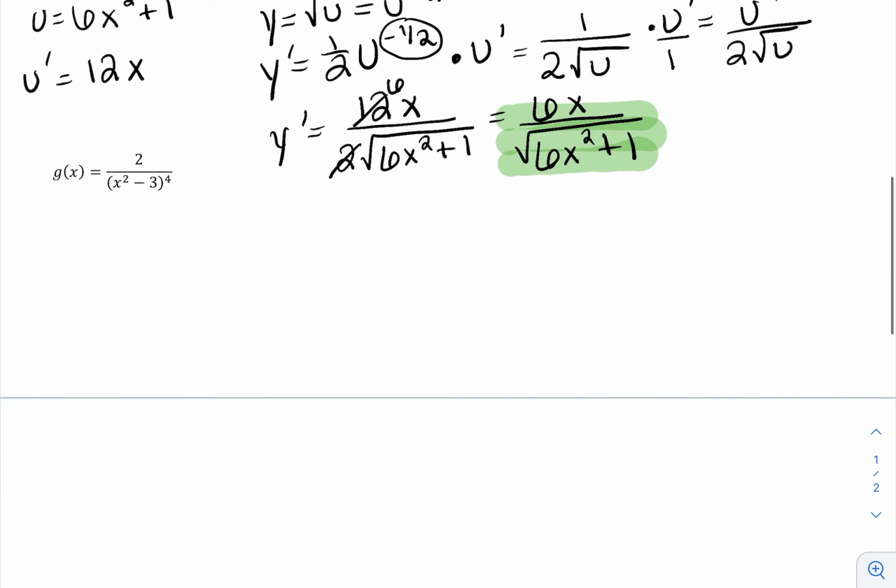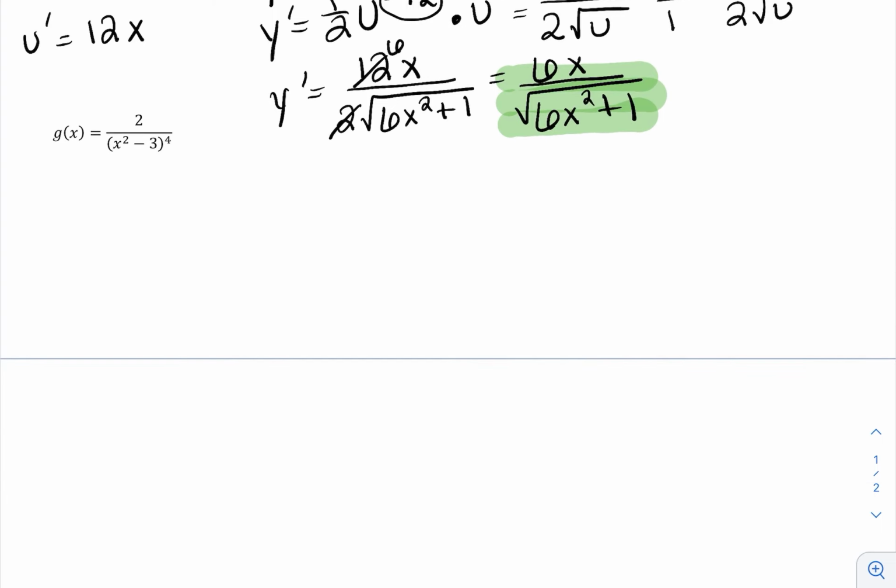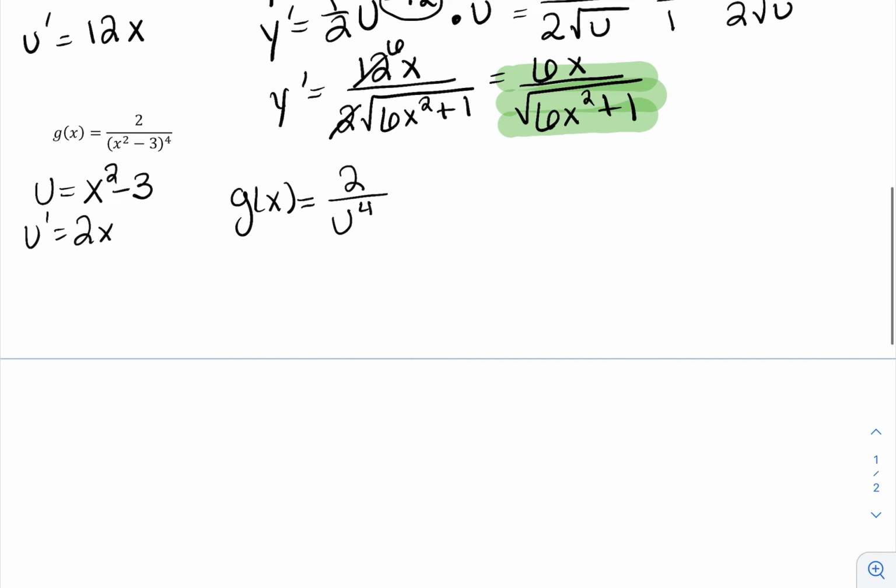Let's do one more. I have g of x is equal to 2 over (x squared minus 3) to the 4th. So my inside function is going to be x squared minus 3. So the derivative will be 2x minus 0. So g of x is equal to 2 over u to the 4th. But again, I cannot take the derivative like this. First, I have to bring up by making it a negative 4. And now I can take the derivative.